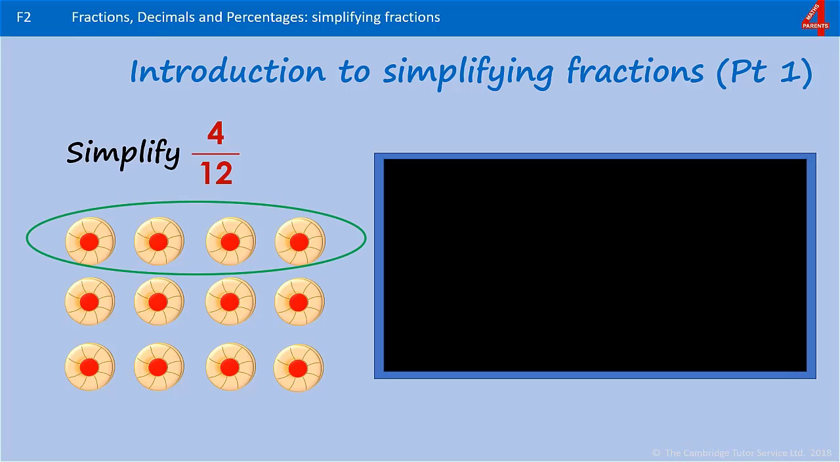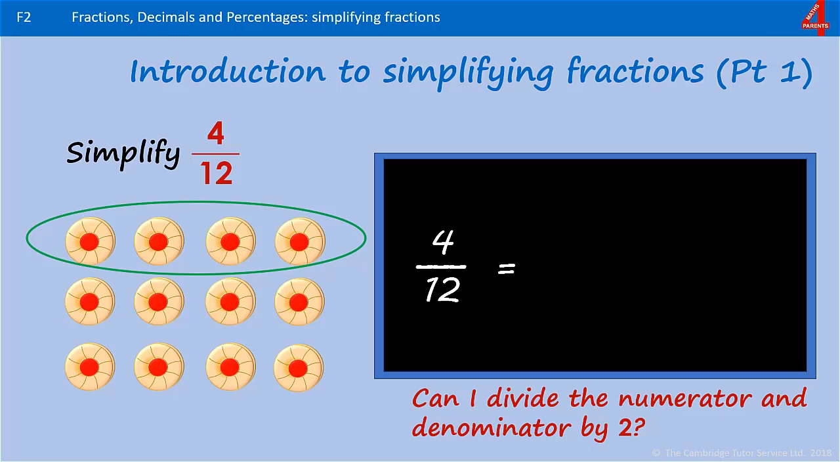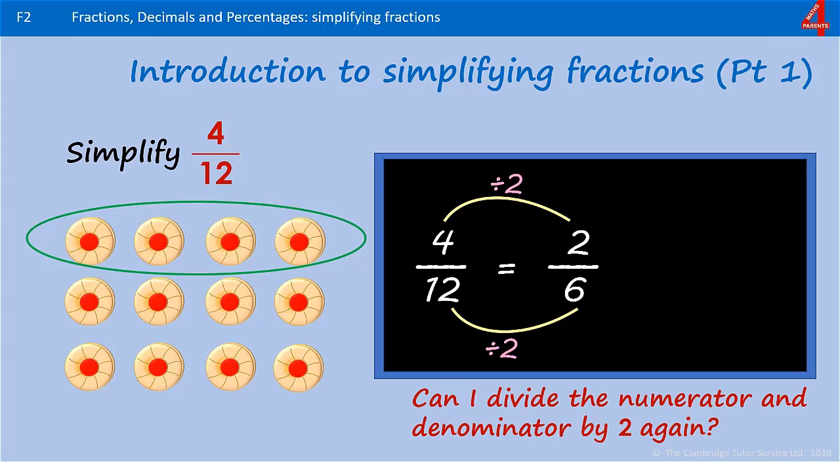We'll circle 4 out of the 12 biscuits. I'm going to ask myself, can I divide both the numerator and the denominator by 2? And they're even numbers, so yes I can. 12 divided by 2, that's 6. 4 divided by 2, that's 2. You might notice something interesting here. We have 2/6. Can we divide the numerator and denominator by 2 again?